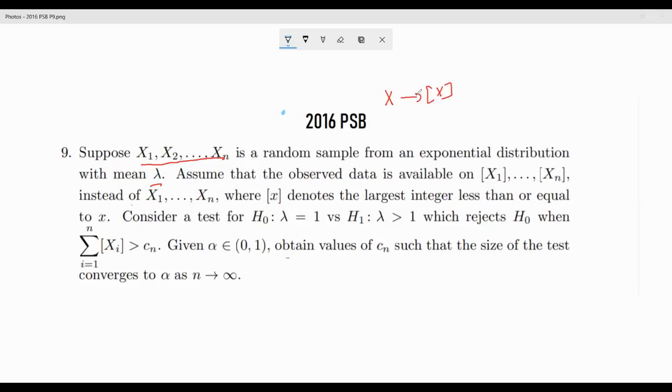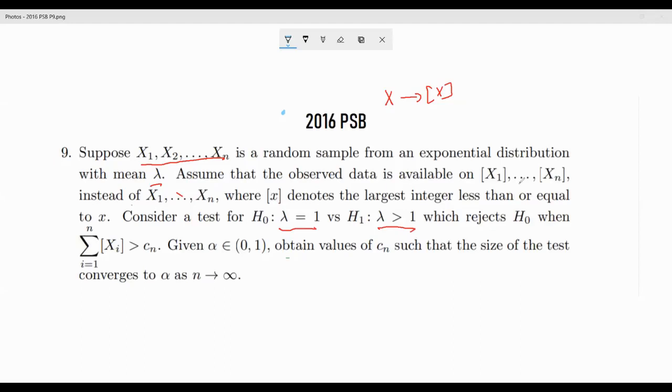Then we are asking for a test. And what is the test? The test is on lambda: the null hypothesis is lambda equal to 1, versus the alternative hypothesis that lambda is greater than 1. Now, if you do the normal likelihood ratio test, or by the Neyman-Pearson lemma, you can see this is the best test, the uniformly most powerful test, but let's not go into that.